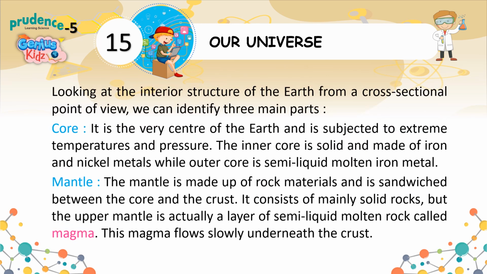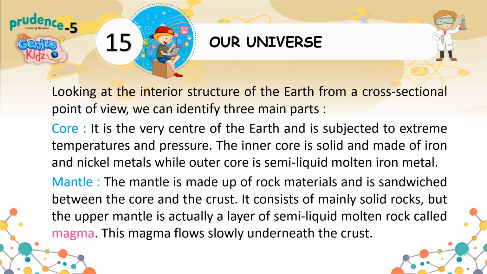Looking at the interior structure of the Earth from a cross-sectional point of view, we can identify three main parts. Core. It is the very center of the Earth and is subjected to extreme temperatures and pressure. The inner core is solid and made of iron and nickel metals, while the outer core is semi-liquid molten iron metal.